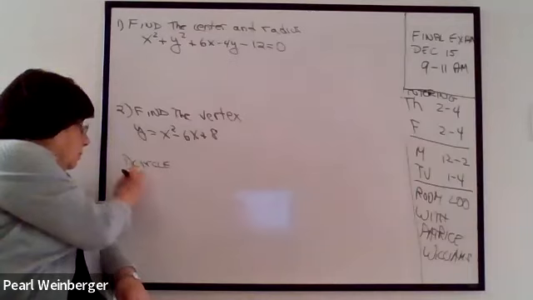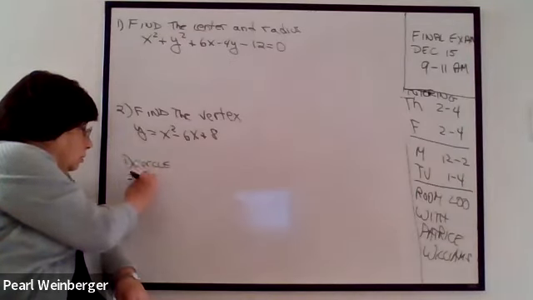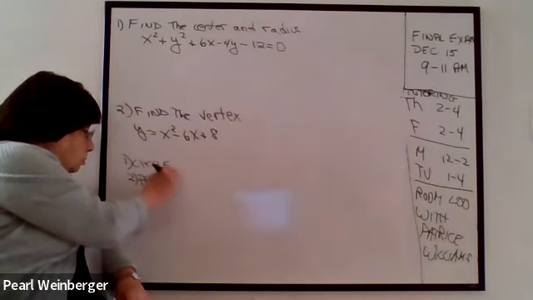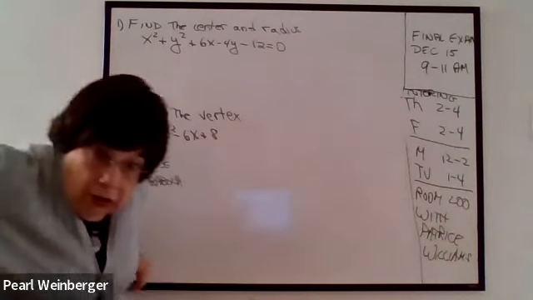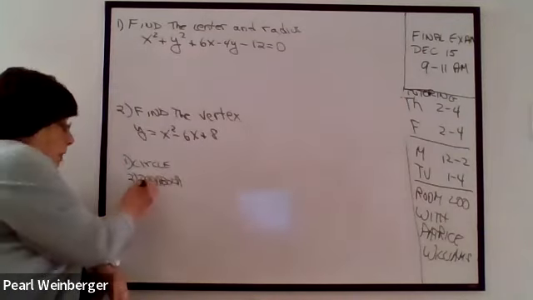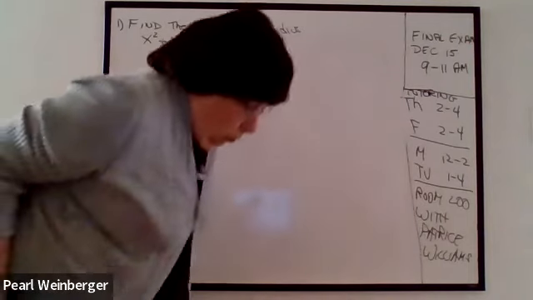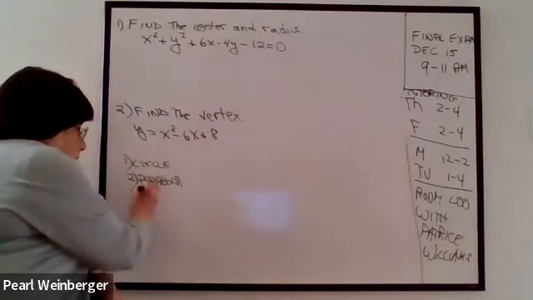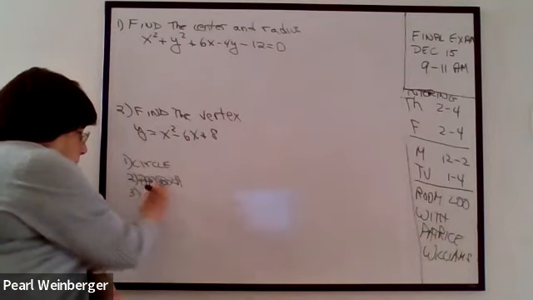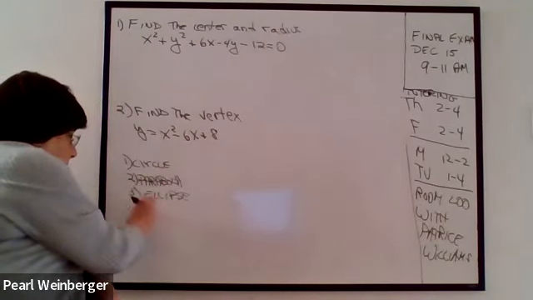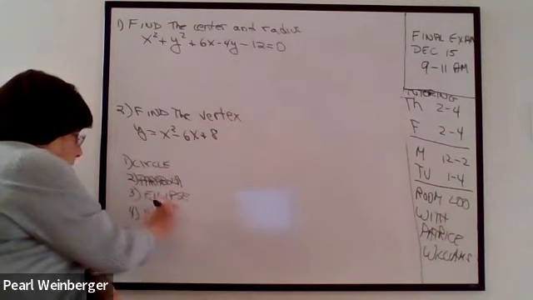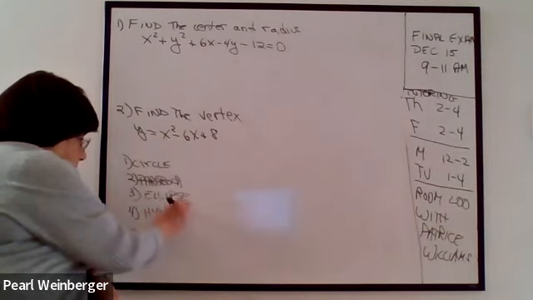The second type is a parabola. The third type is an ellipse. And the fourth type is something called a hyperbola. And we're going to do an example with each one of these.